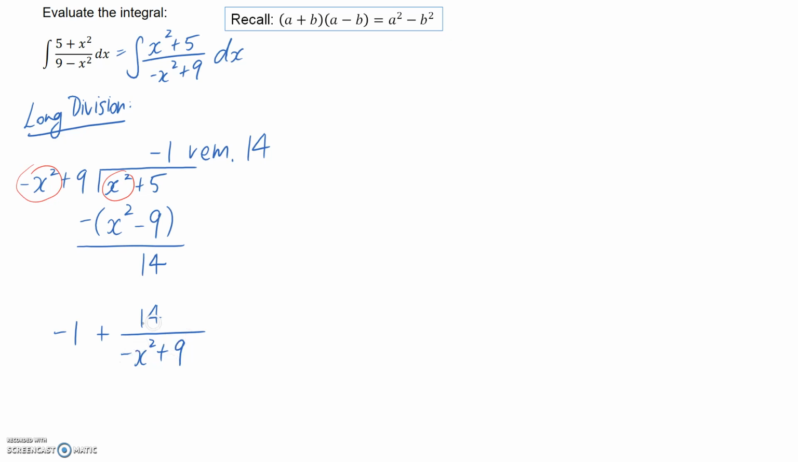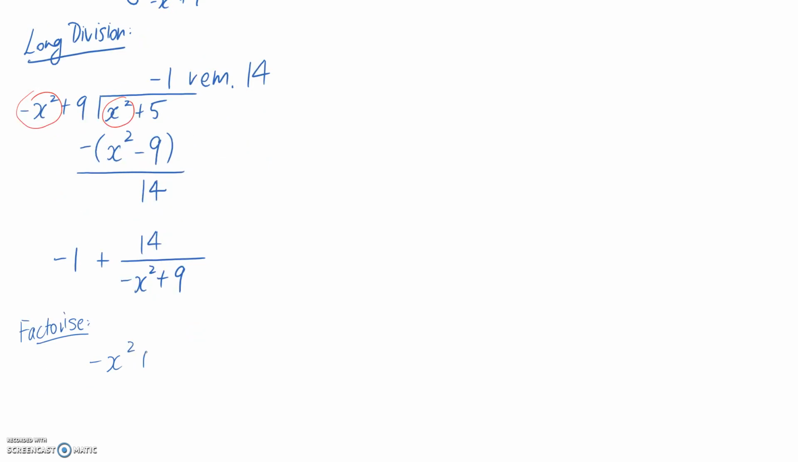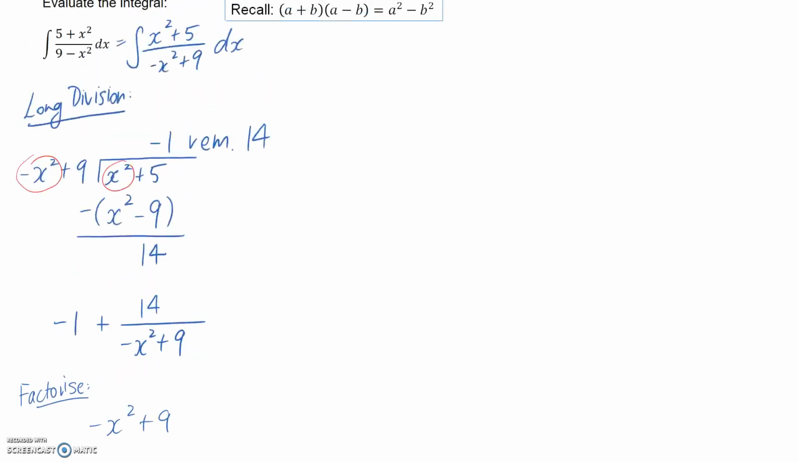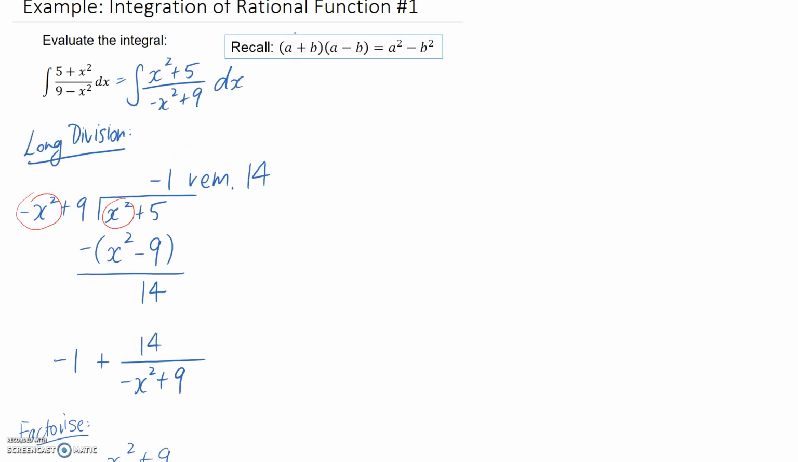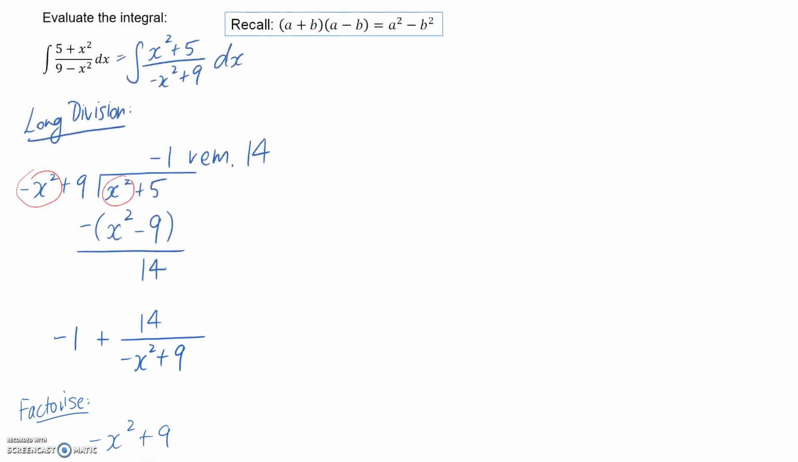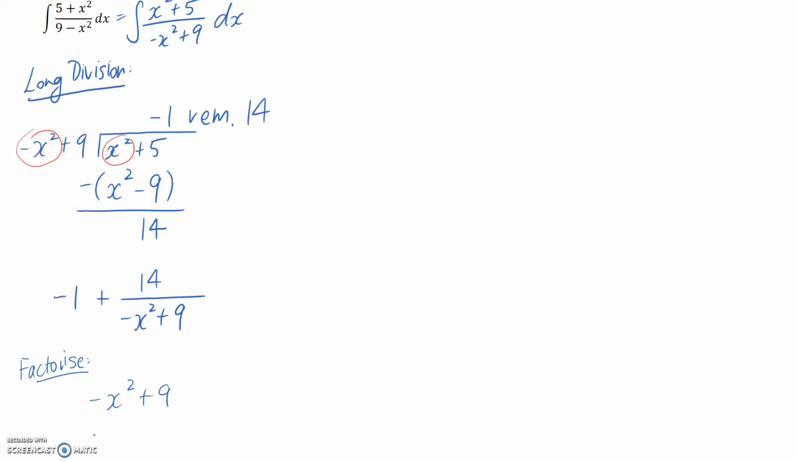And we can change this to look something a little bit different, which helps us with ultimately doing the integral. So let's go through and factorize this bottom line. So we've got negative x squared plus 9. Now, I put the rule up here, so recall that a plus b multiplied by a minus b is equal to a squared minus b squared. And that's something very similar looking to what we have. We have a squared here, and we could express 9 as being 3 squared. So let's do that.